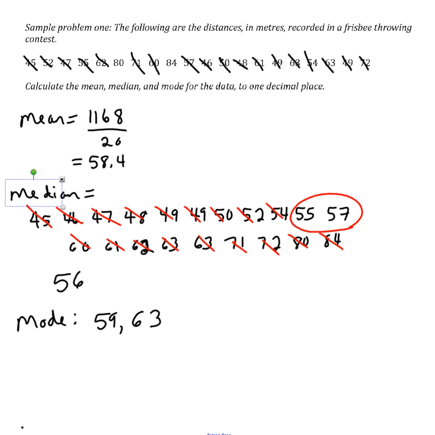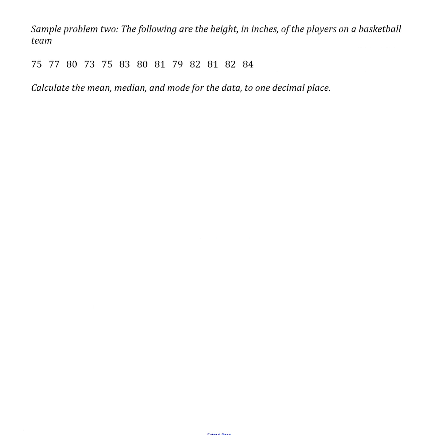So let's do another example. So again, to find the mean, or the average, I'm going to add them all up and I'm going to divide by how many there are. So there's 1, 2, 3, 4, 5, 6, 7, 8, 9, 10, 11, 12. There are 13, so I'm going to divide by 13. So I'm going to add them up and divide by 13.